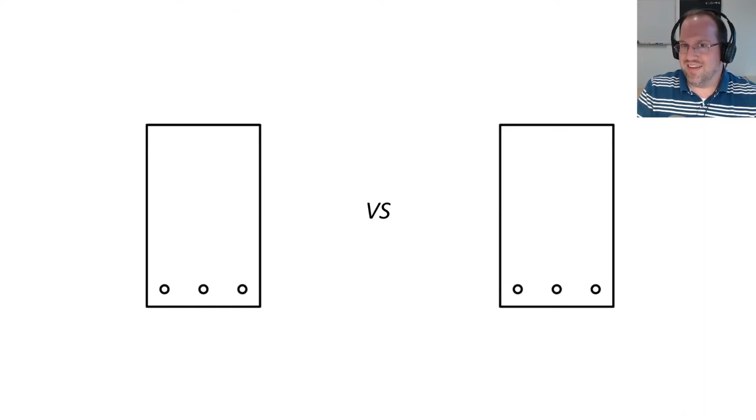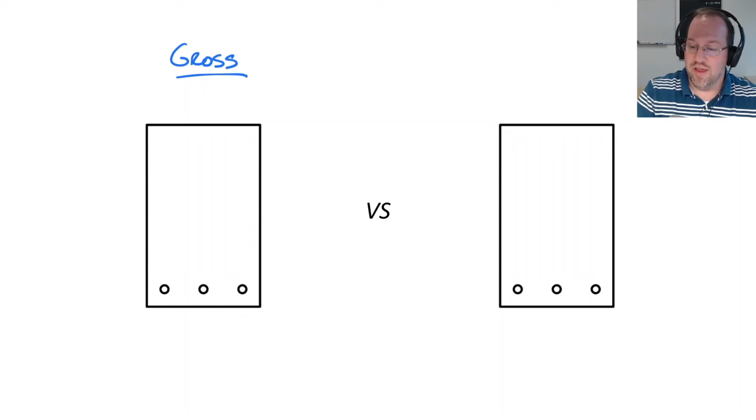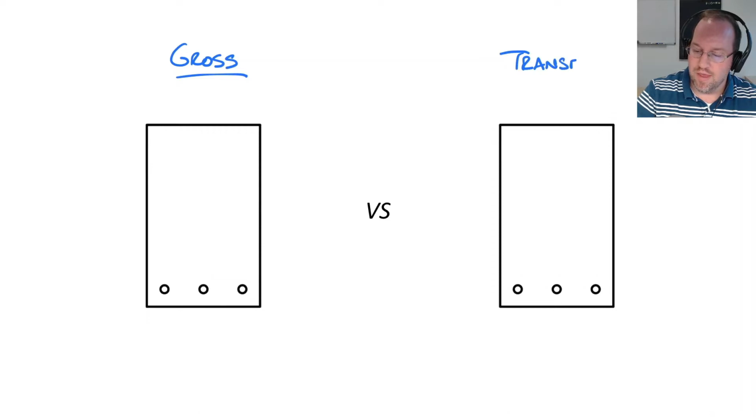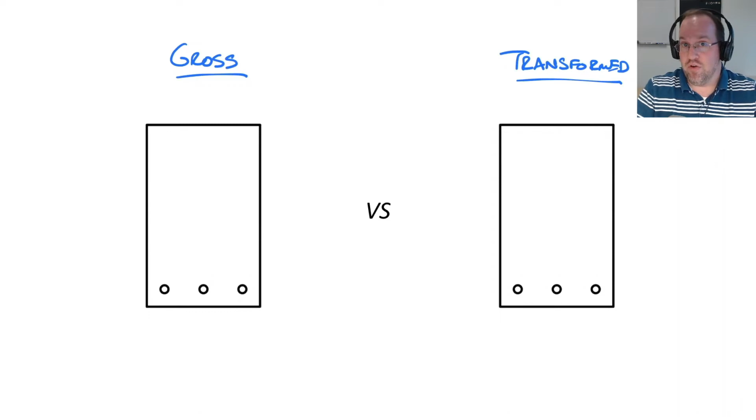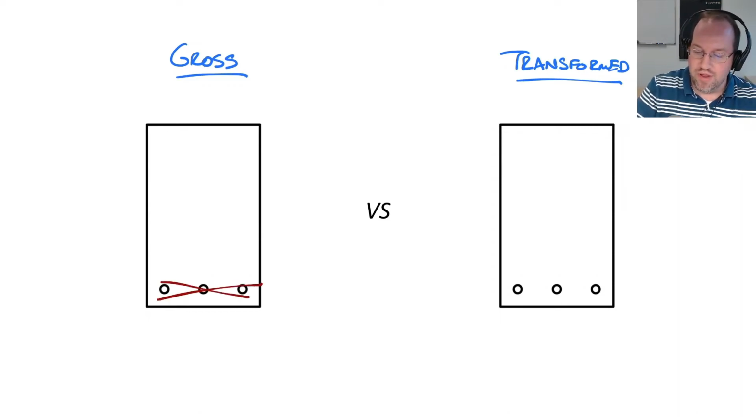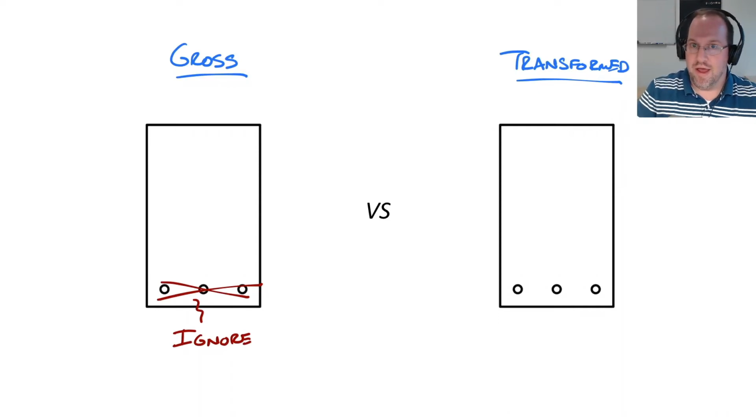First, we're going to make the distinction between two theories or ways that we can approach this problem. On the left here, I'm going to consider the gross section approximation, and then on the right, I'm going to consider the transformed section. These are different in how I treat the steel in this pre-cracked stage. In the gross approximation, I'm just going to totally ignore the fact that I have steel there, and I'm just going to look at a pure concrete section in bending, uncracked, so I get the entire cross-sectional area.